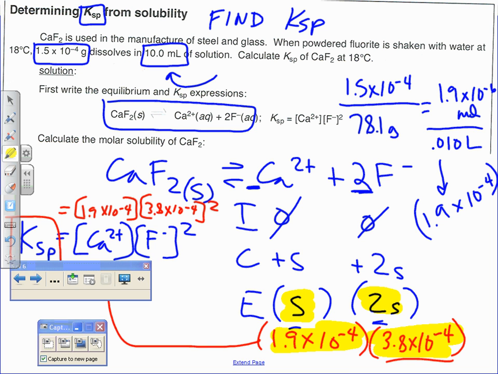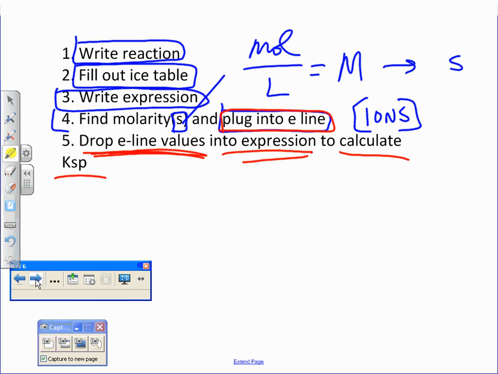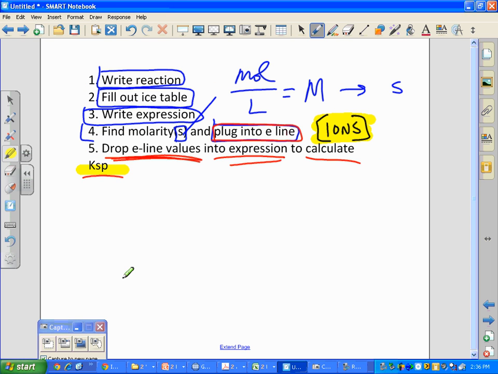Do your E line work, do your molarity calculations, plug them in, get those good and set, then just drop them directly in the expression, and then you solve for your KSP. Okay? A lot of times on the AP exam, they will focus on the concentration of the ions before they have you solve for KSP. That's how you find KSP. 5 quick, easy steps. Reaction's easy to write. Fill out the ice table. It's a mini ice table, actually, so it's a little easier to fill out and do your calculations. All right, so let me hit pause.